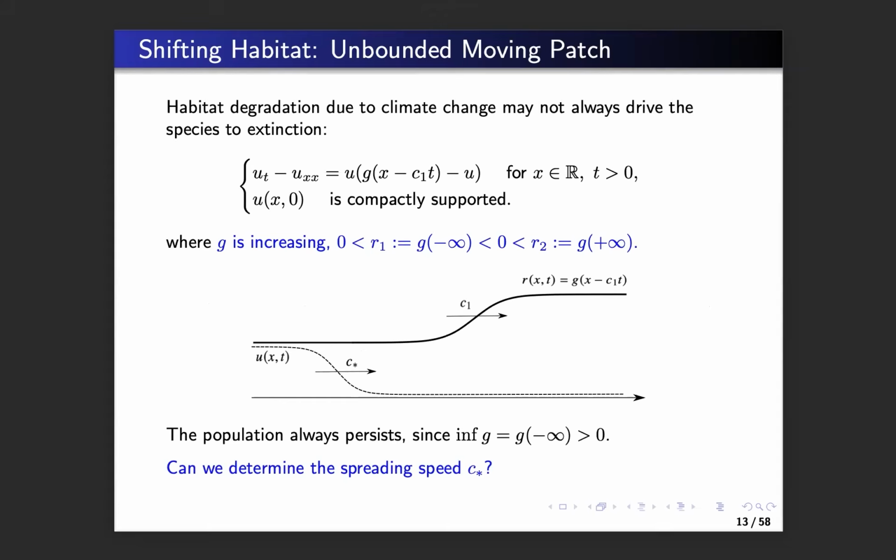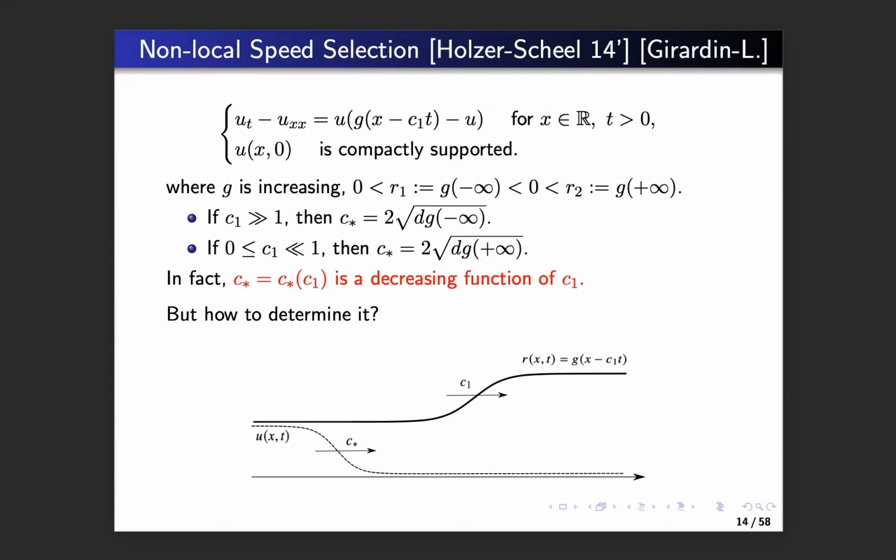The next case we're considering here is the case when G is increasing, but the left and right hand limits are both positive. Okay, it is indicated in this picture. There's still a shrinking good habitat connecting with expanding less optimal habitat. Okay, C1 is a given speed, and then can we decide on this C star? Okay, here persistence is not a question because there's a positive infimum for the carrying capacity, so it always persists.